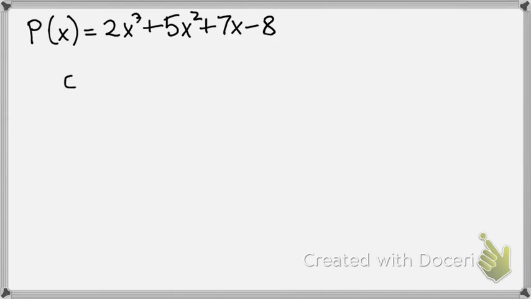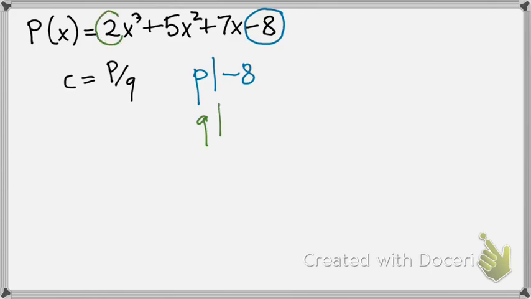So let's say we have a rational zero c, which we can represent as p over q. It's a quotient of two integers. And here's the key idea. The numerator p will divide the free coefficient. The denominator q will divide the leading coefficient. And so this will give you all the possible choices for p and q. Let's figure out what they are.